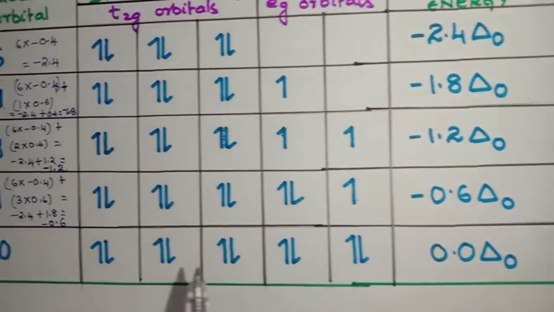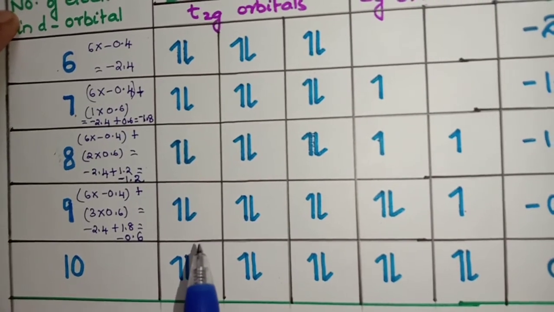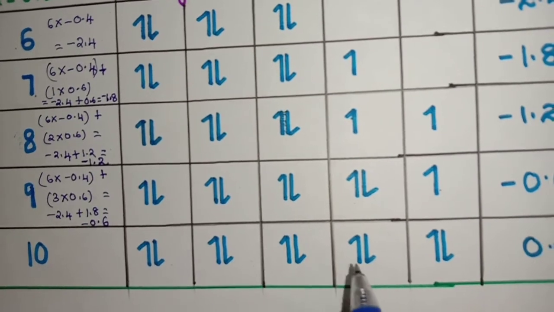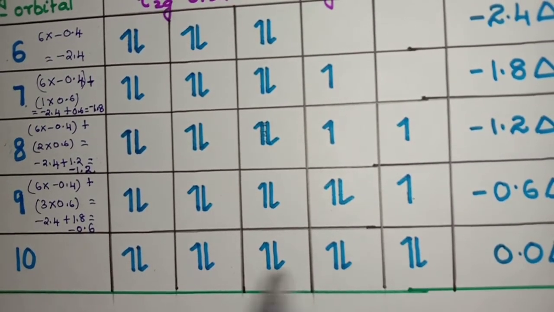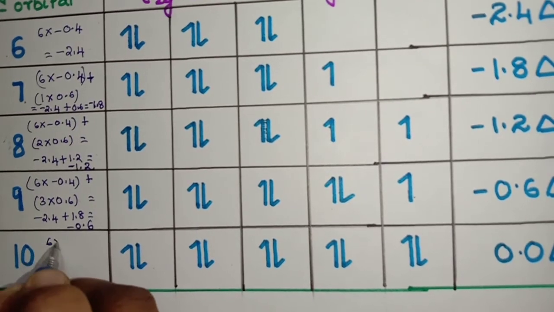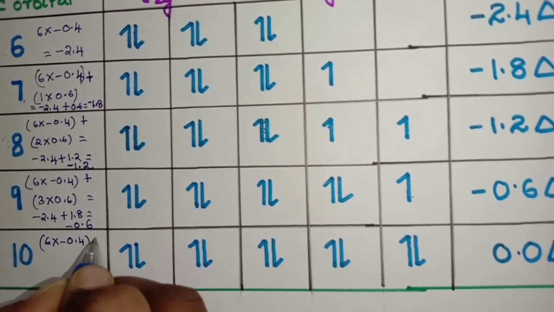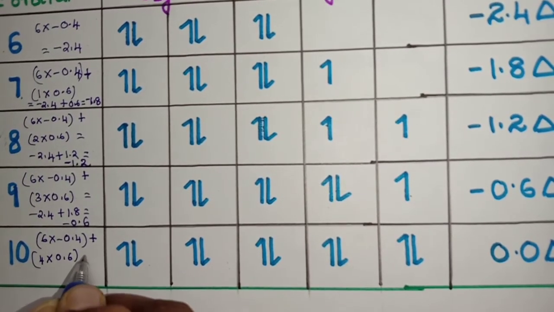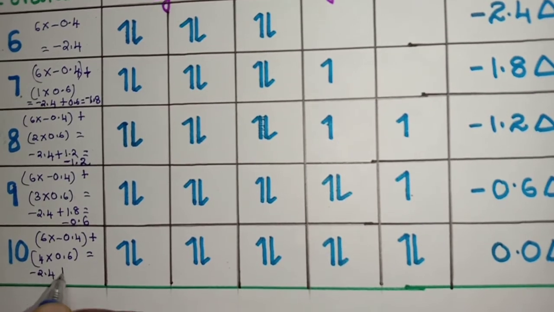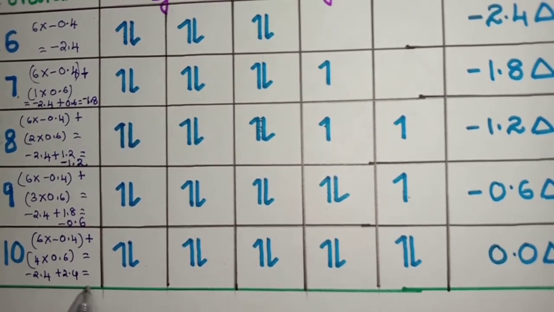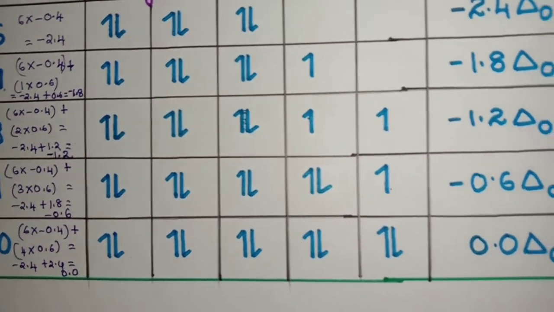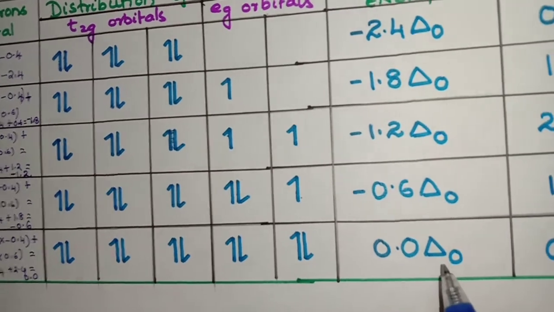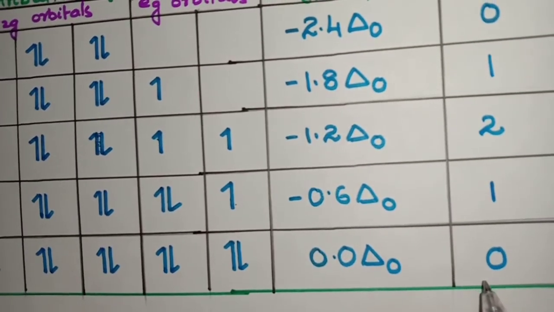Okay, next. The last one, coming to 10. Number of electrons is 10. So, first, second, third, fourth, fifth, sixth, 7, 8, 9 and 10. Okay. So, 6 into minus 0.4 plus 4 into 0.6. It is equal to minus 2.4 plus 2.4. It comes equal to 0.0. Okay, so its CFSE is 0.0 delta O units. Number of unpaired electrons is 0.